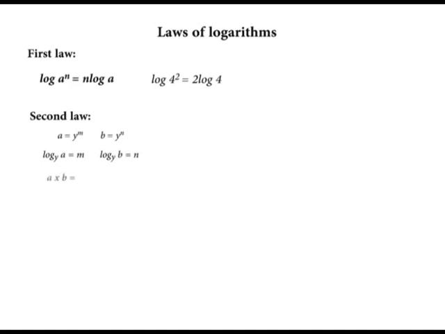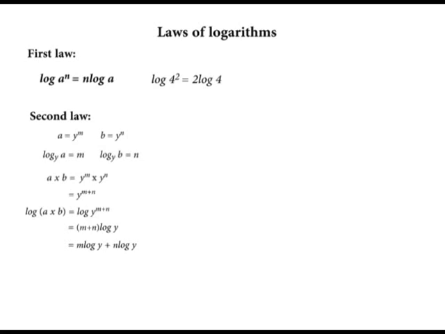It therefore means a times b is equal to y raised to m times y raised to n. Applying the rules of indices, a times b is equal to y raised to power m plus n. Introducing logs, log a times b is equal to log y raised to m plus n. Using rule 1, log a times b is equal to m plus n times log y. Opening the brackets on the right hand side, we shall have log a times b is equal to m log y plus n log y.